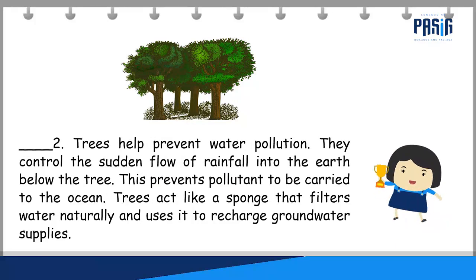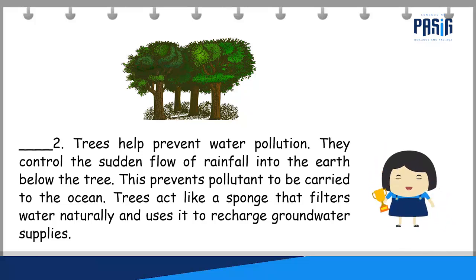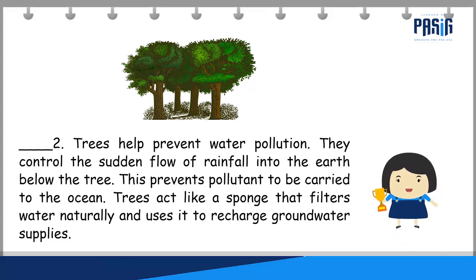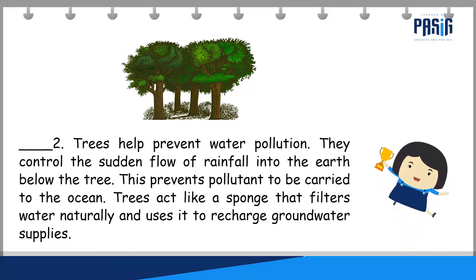Trees help prevent water pollution. They control the sudden flow of rainfall into the earth below the tree. This prevents pollutants from being carried to the ocean. Trees act like a sponge that filters water naturally and uses it to recharge groundwater supplies.